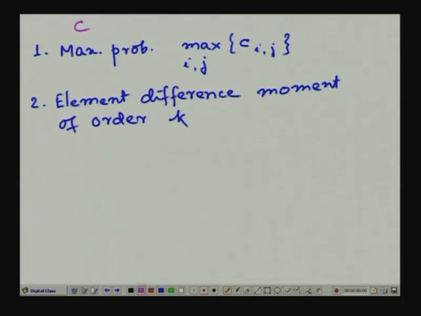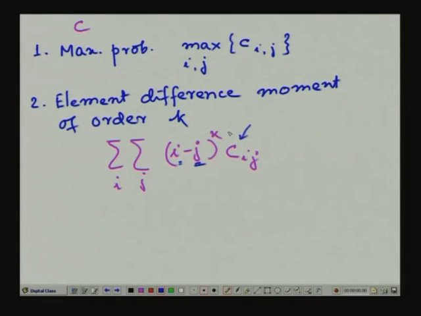And this element difference moment is defined like this: the summation of (i minus j) to the power k times C(ij), where we have to take the summation over i and j. So, this is what is called the element difference moment, and you find that it will be low if higher values appear along the main diagonal, because along the main diagonal we will have i equal to j. So, if higher values of C(ij) appear along the main diagonal of the co-occurrence matrix, then the kth order element difference moment will assume a low value.